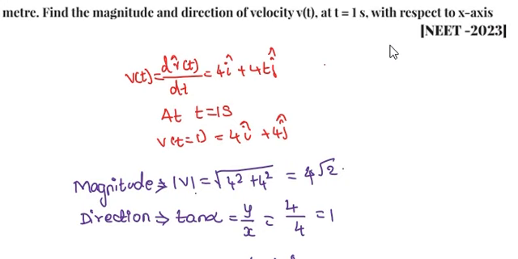So at t is equal to 1 second, the velocity becomes 4 i cap plus 4 j cap. So the magnitude of velocity is square root of 4 square plus 4 square. So the magnitude is 4 root 2. So the direction is tan alpha is equal to y by x. So y is 4 and x is 4. So this is 1. So tan alpha is equal to 1. So alpha is equal to 45 degrees.